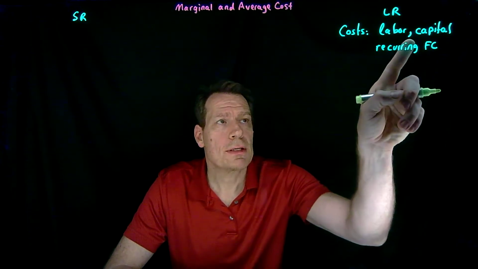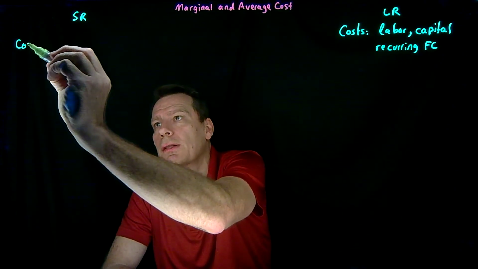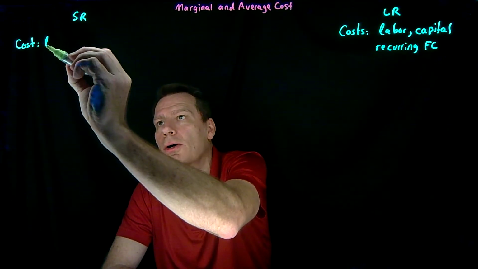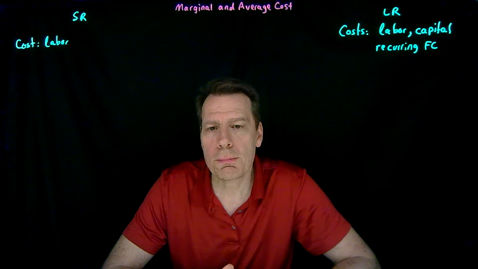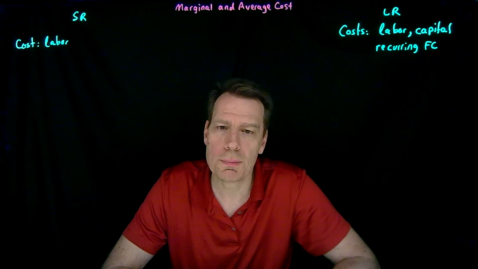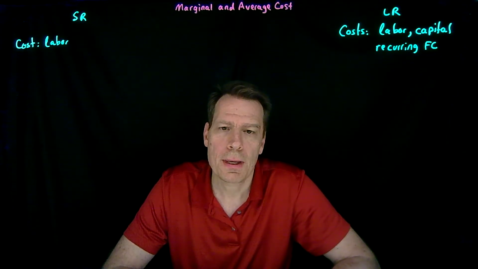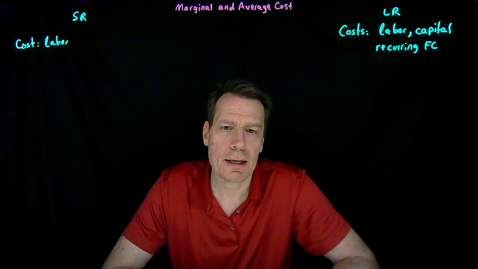Now, only one of these is a true economic cost in the short run. So in the short run, the only economic cost is the cost associated with labor, because it's the only thing we have control over in the short run. We've already committed to a fixed level of capital, and we have to pay for that regardless of how much we produce or whether we produce at all. And we've already paid for the license fee for the year, so we can't get that money back.